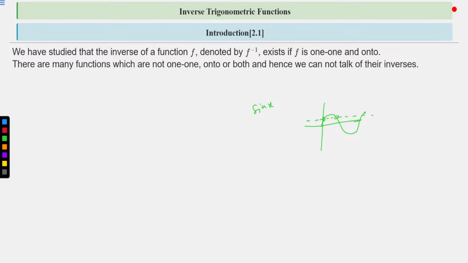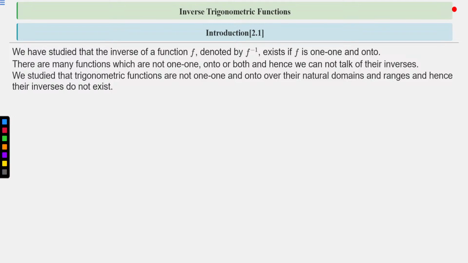So there are many functions which are not 1-1, onto, or both, hence we cannot talk of their inverses, right? We studied that trigonometric functions are not 1-1 and onto over their natural domains and ranges, hence their inverses do not exist. So the inverse of the trigonometric function in their natural domain does not exist, right?